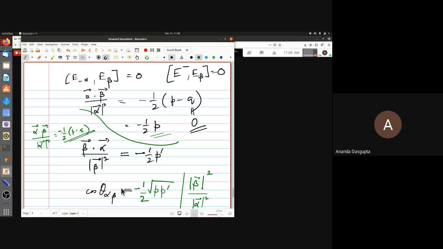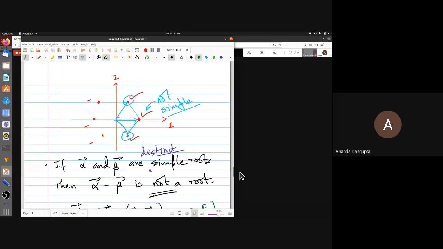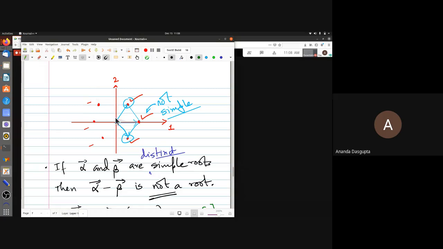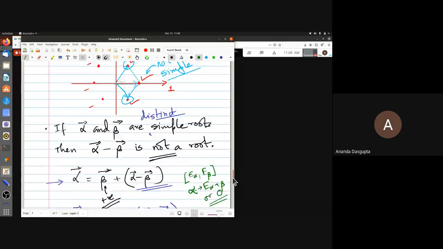So the right-hand side of this expression could very well be positive. Even that, of course, positive means what? The angle is acute. And there are roots which make acute angles among each other. Let's go back to SU2. There are plenty of roots which make acute angles with each other. These two, for example, or these two, they make acute angles with each other, right?